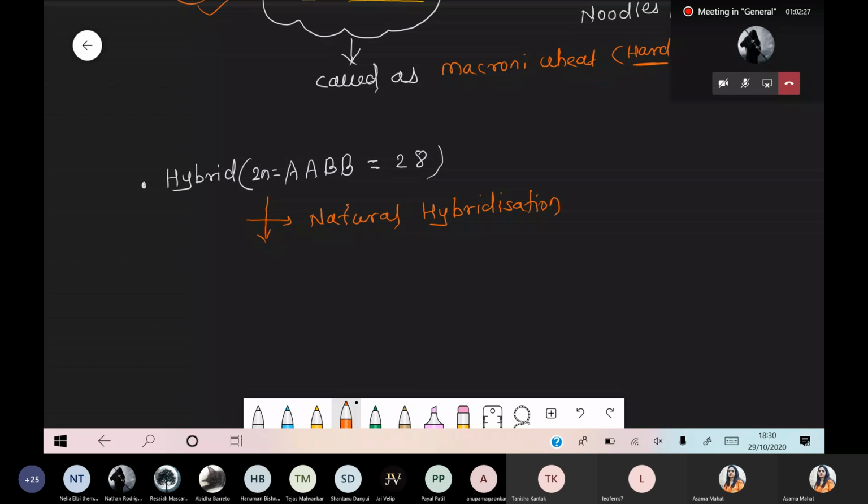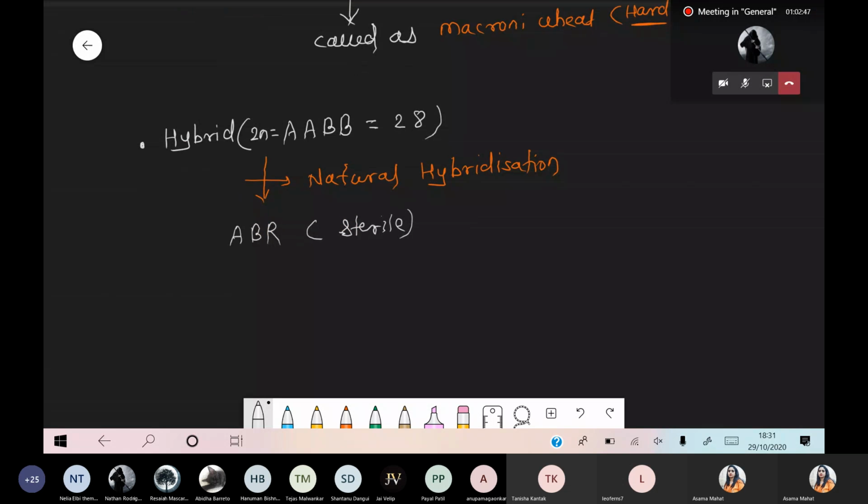Natural hybridization. And after the natural hybridization, now they form a variety. That variety is nothing but capital A, capital B, capital R, which is sterile. Now this sterile one becomes fertile. कैसे बनेगा? It naturally undergoes a process, that is the formation of capital B, capital A, capital A, capital A, capital B, and capital R, and finally it becomes a fertile species.